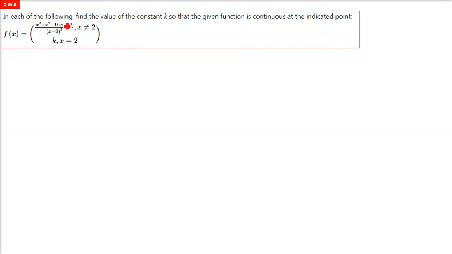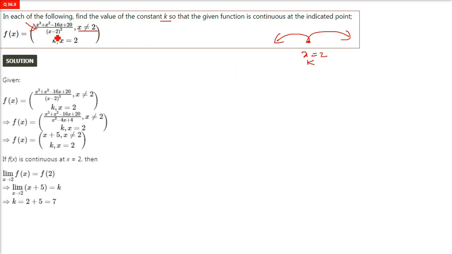In each of the following, find the value of the constant k so that the given function is continuous at the indicated point. Now x is equal to 2. At x equals 2, the function is continuous. So when you go left or right, we have to use this function, which is when x is not equal to 2. So when x is equal to 2, this is k. Now how to do this? This expression holds the key.